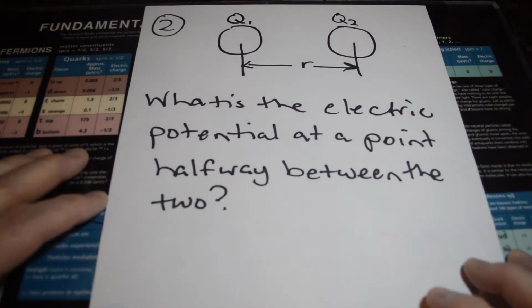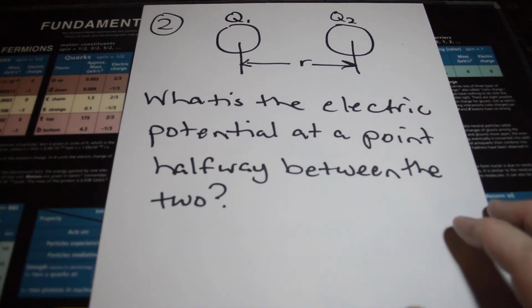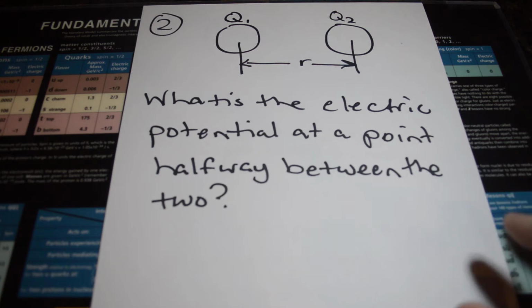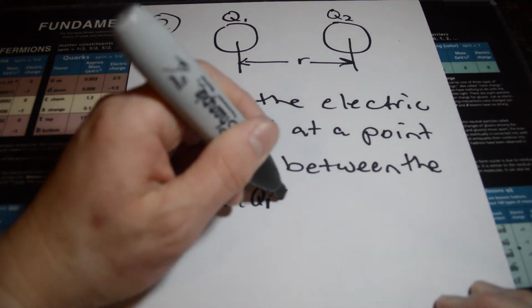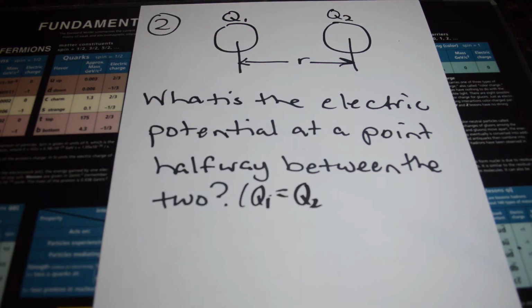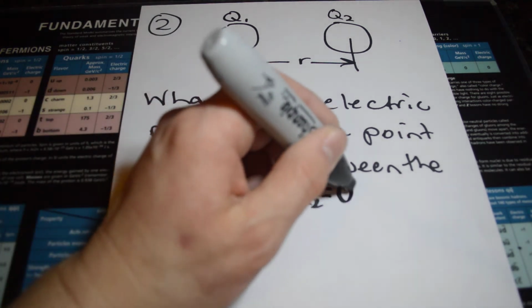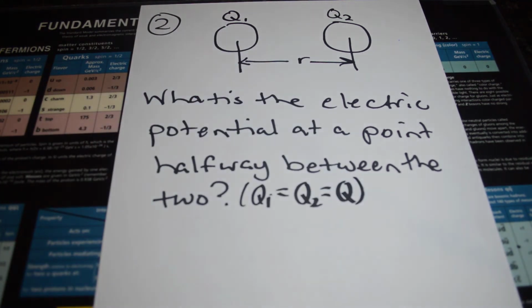Same situation, but now the question is asked if you have these two charged spheres and they have the same amount of charge on each. So again, it probably should have been written down that Q1 equals Q2. And it would be safe to say that you could just call it Q if you wanted to. What is the electric potential at a point halfway between?